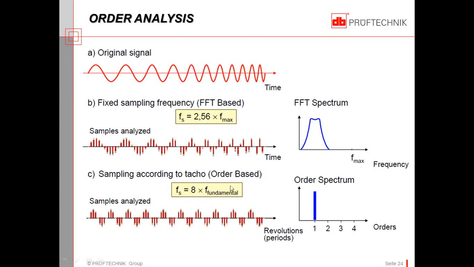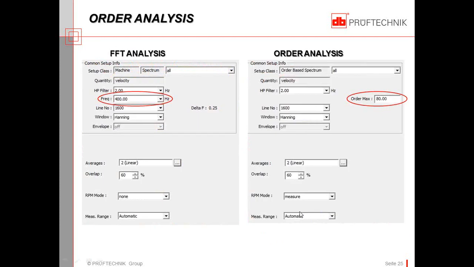So when we go to order analysis, we move from the signal being sampled in time to the signal being sampled in revolutions. Okay? And what that ultimately gives us is a spectrum, an order normalized spectrum. And it means that irrespective of the RPM, the 1x will always appear as a line at the 1x position, irrespective of the RPM. So how do we set this up?